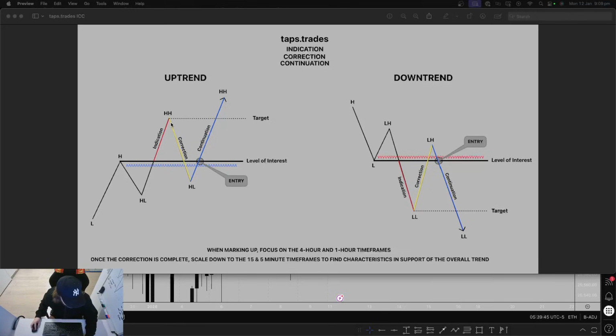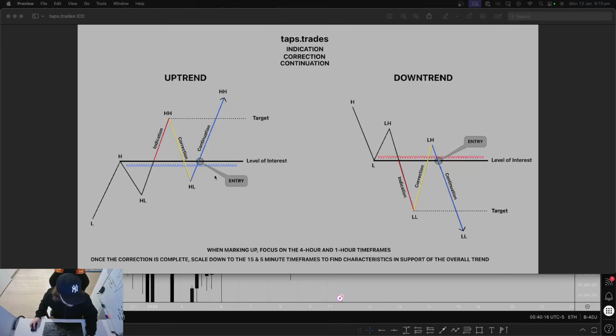So we wait for price to break below that level of interest and that previous high, and we don't want it to break below the previous high or low, because if it does that, that could potentially mean that we might be in a downtrend, or it could create another indication. So when price comes back below this level of interest, creating the correction phase, we then scale down to the 15-minute and 5-minute time frames to find the characteristics that support the overall trend.